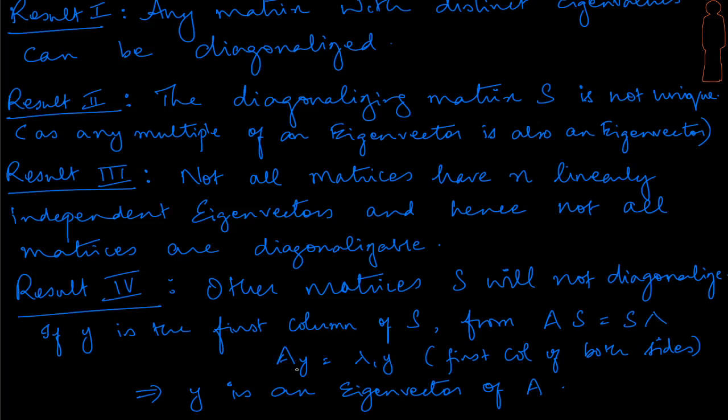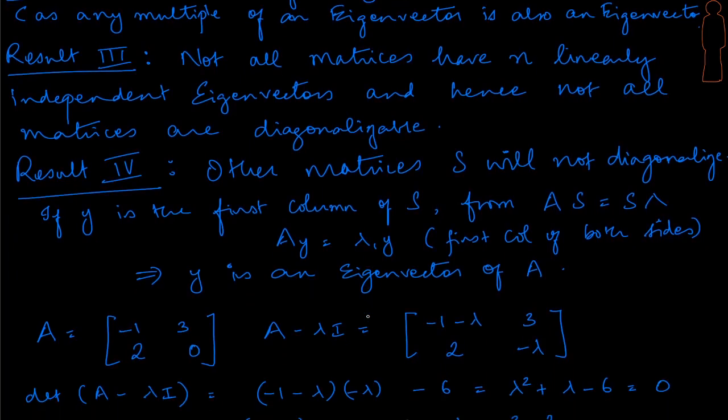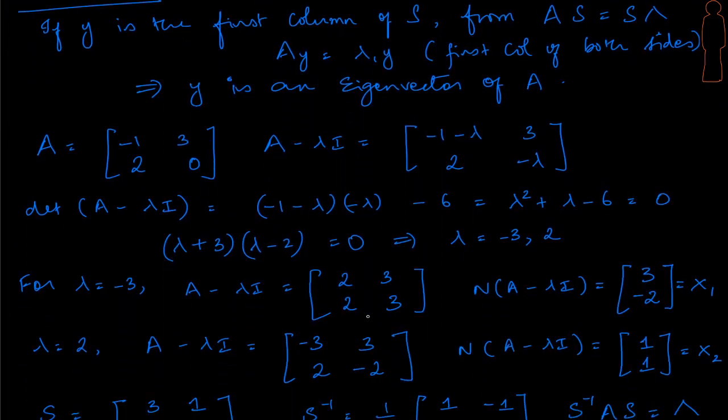Now look at this. A times Y is equal to lambda 1 times Y, and what does that mean? It means that Y has got to be an eigenvector of A, right? So that tells us the summary of what we have done till now, and these 4 are very important results. Now that we have these results with us, let us try and do some examples. Let us try and do diagonalization of a matrix.